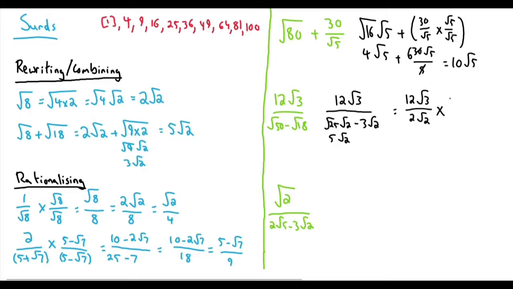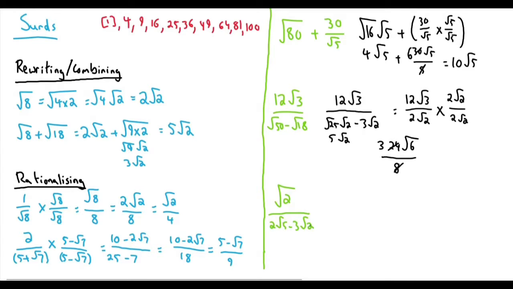So if we now times this by the 2 root 2 over 2 root 2, on the top, 12 times 2 is going to be 24, and then the root 3 times the root 2 is going to be root 6. And beneath this, 2 times 2 is going to be 4, root 2 times root 2 is going to be 2, 4 times 2 is going to be 8. The 24 and the 8 are now going to cancel with each other, leaving us with just 3 root 6.